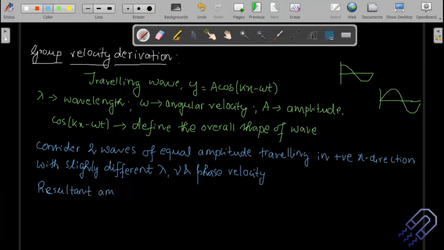Resultant amplitude. So we have got two waves, and we can find out the resultant amplitude. I think these kinds of problems we have done a number of times. Resultant amplitude would be nothing but y1 plus y2.